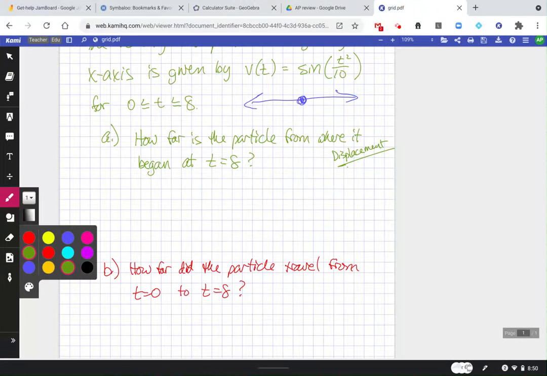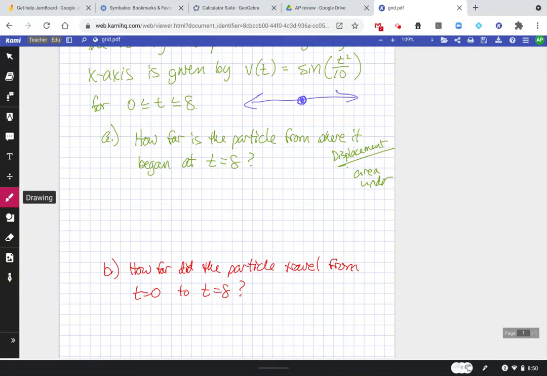Okay, so now let's answer the question. So the question says, how far is the particle from where it began? Well, if I want to find my displacement, it's always going to be area under the velocity curve in this case. So the v of t, or an area change function, is area under its derivative's curve. And we're using velocity and position here as an example. So I'm going to want the integral going from 0 to 8 of that v of t dt. And I'm going to punch it in, and I already have it ready to go on my calculator.